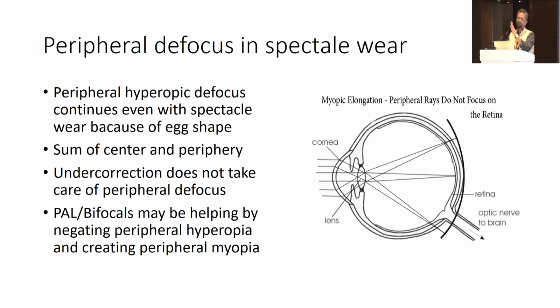But what happens if you leave him 0.5 under corrected, still in the periphery, because of the oblate shape of the retina, it is hyperopic only. And you can't leave him -1 or -1.5 under corrected. Probably that would be a good strategy, but then he won't be able to see properly. So the entire purpose is defeated. So that's why it doesn't work.